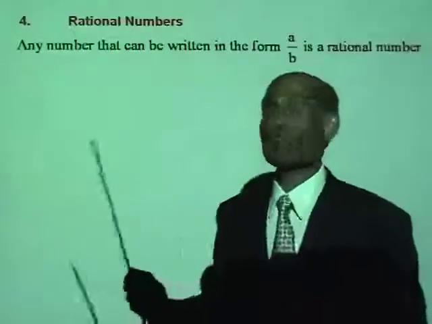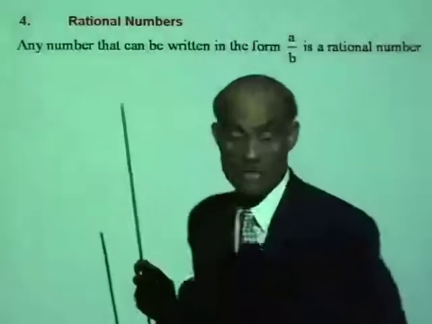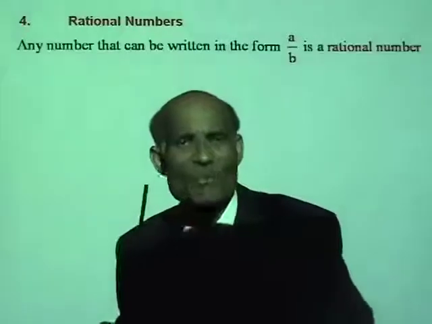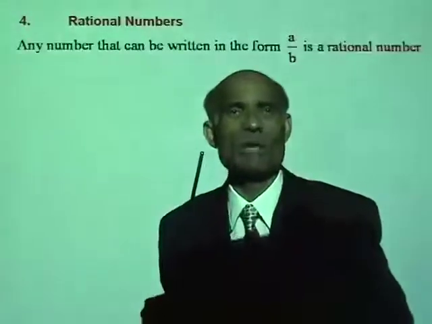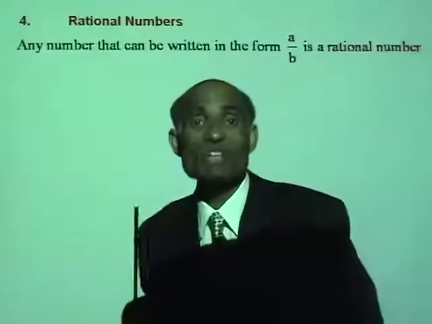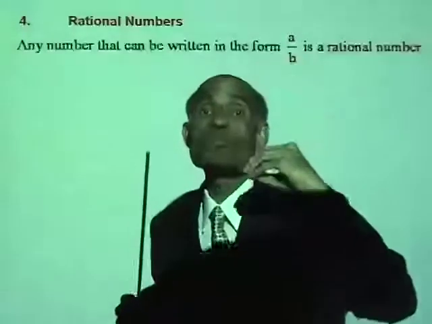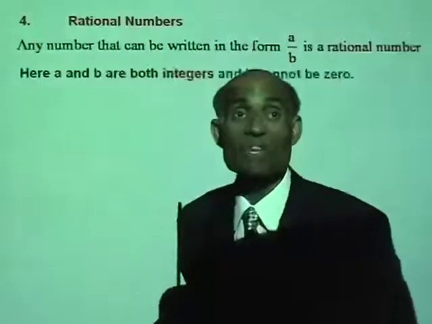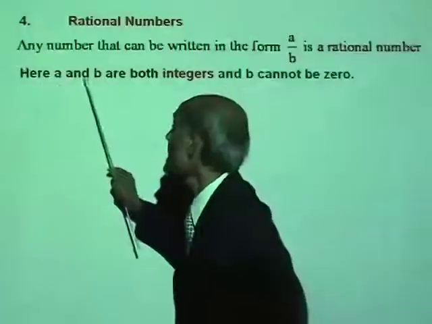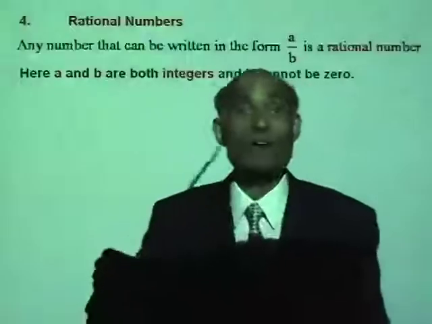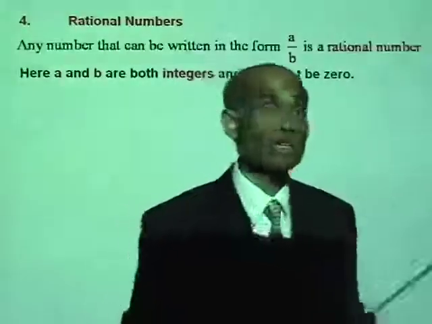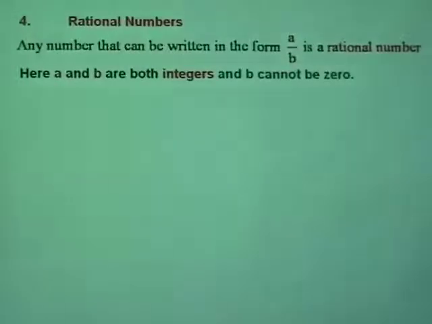Any number of the form A over B. I want you to pay attention here and learn it well. The meaning of rational number: any number that can be written in the form A over B is a rational number, where A and B both are integers. In other words, let me show you how that works. Any number of the form A over B, where A is an integer and B also is an integer.